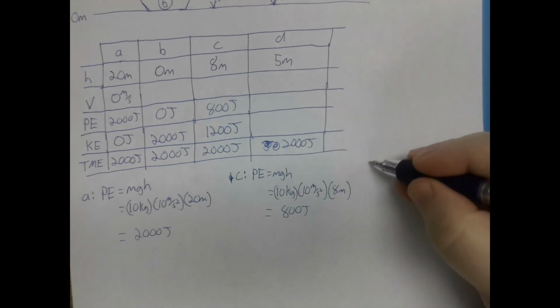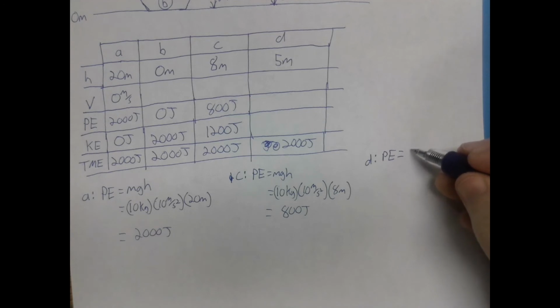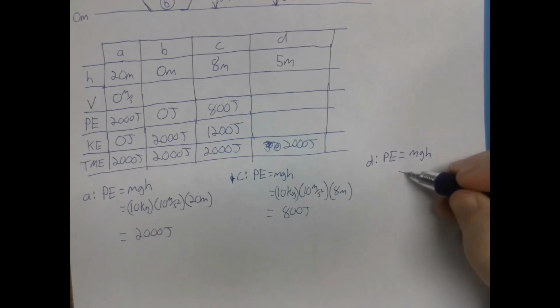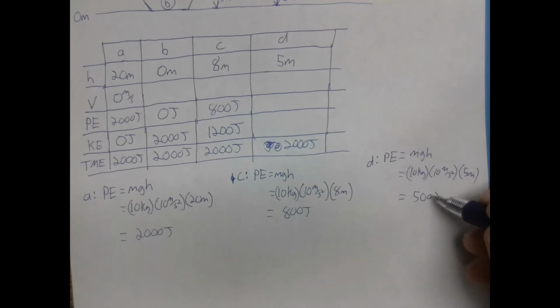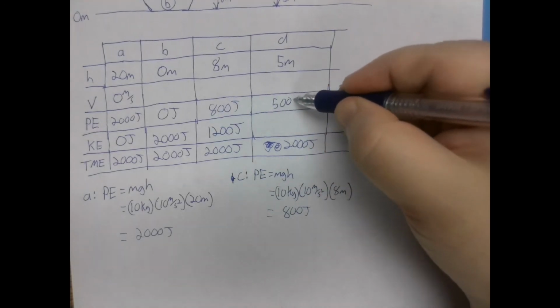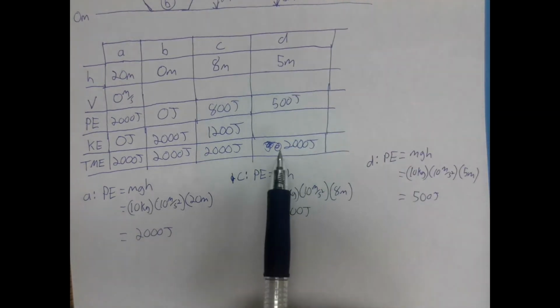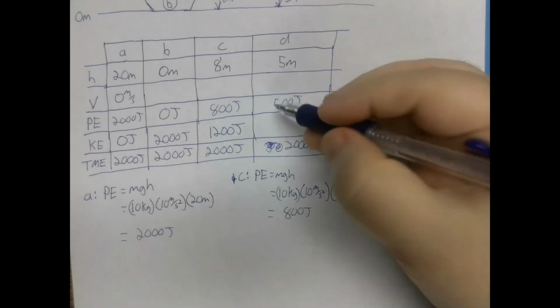And let's look at D. D's potential energy is equal to mgh. The mass, again, is 10 kilograms, g is 10 meters per second squared, and the height was 5 meters. So that's equal to 500 joules for the potential energy of D. We can come over here and put in 500 joules. What is the kinetic energy? 1,500.